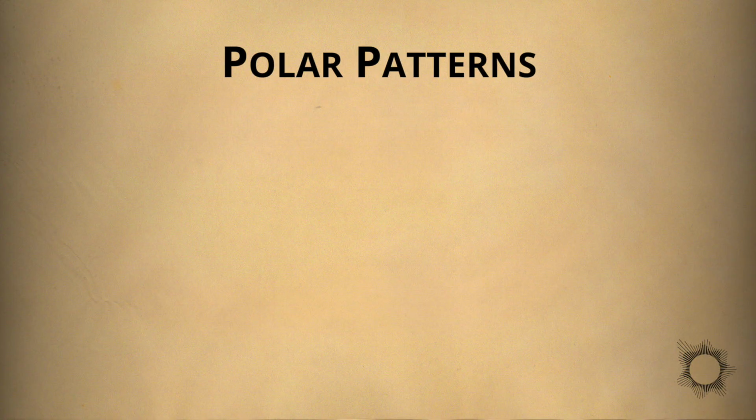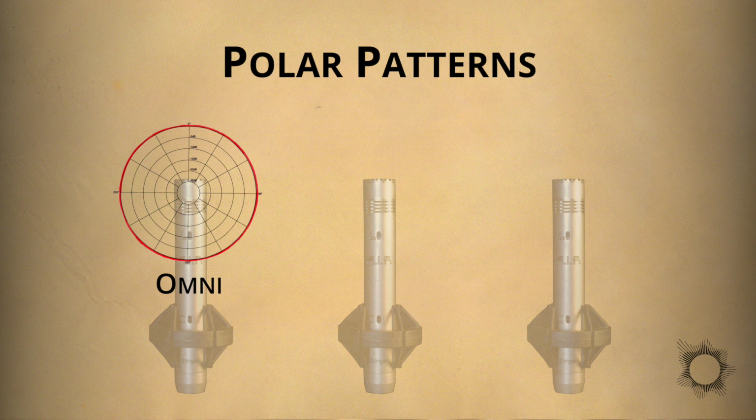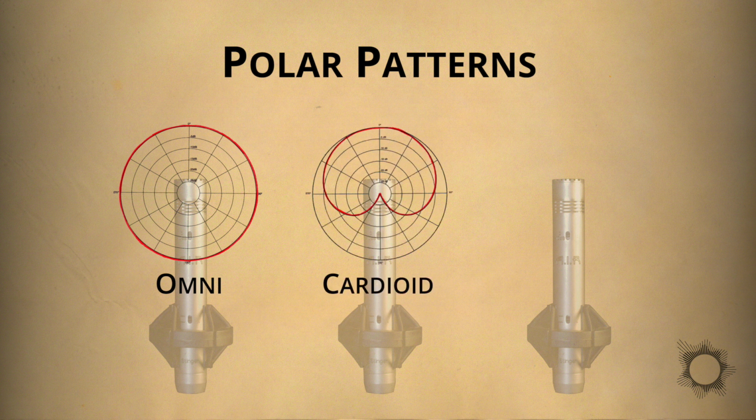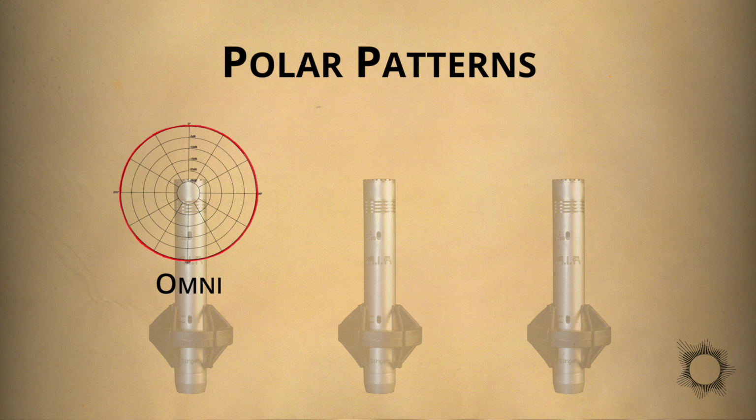All mics have what is called a polar pattern, or how they pick up sound depending on which direction it's coming from. In which direction the mic is listening, in other words. There are three main ones: omni, cardioid, and figure of 8. It's best to think of these as where the mic is not listening. The most basic pattern is omni and picks up sound all around it in a spherical fashion.